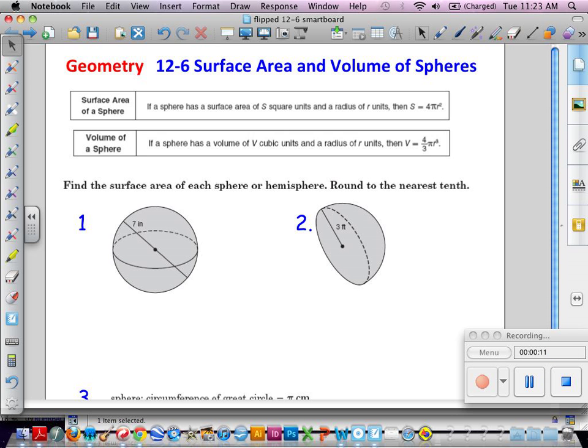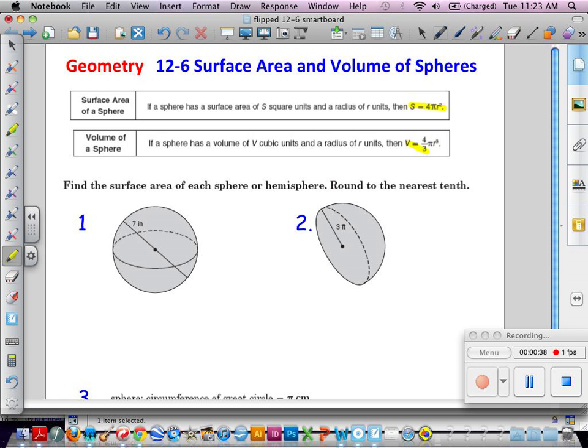To find the surface area of a sphere, you're going to take 4 pi radius squared. To find the volume of a sphere, you're going to take 4/3 pi r cubed. Those are the formulas, and I will give you the formulas on the quizzes and tests.